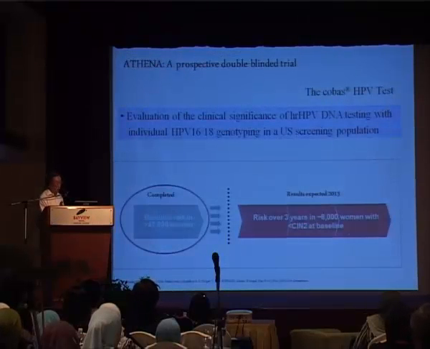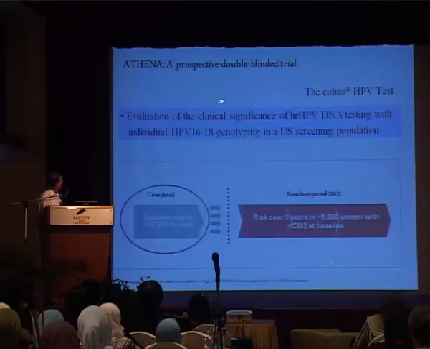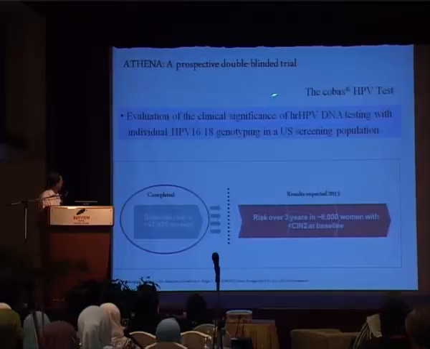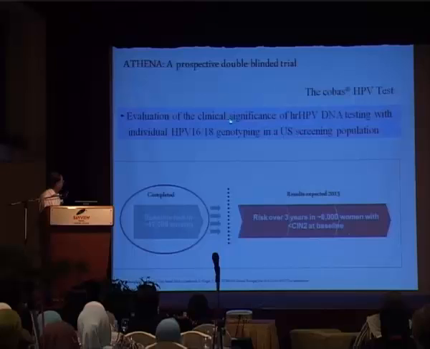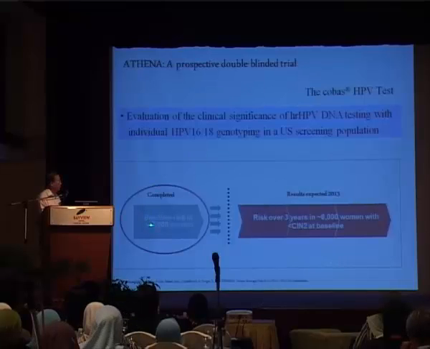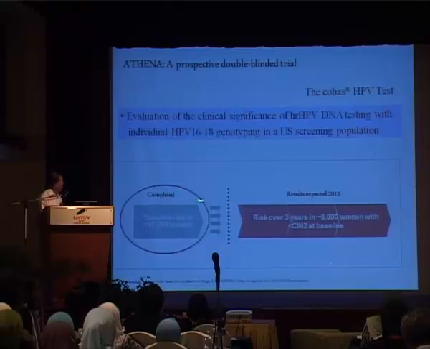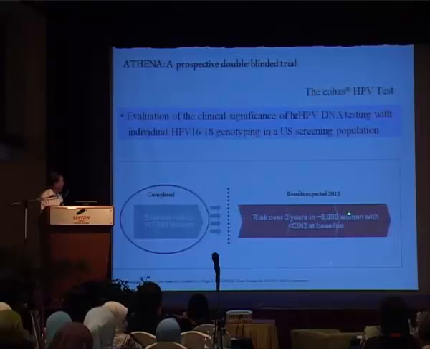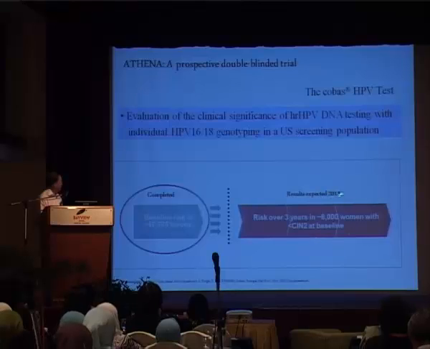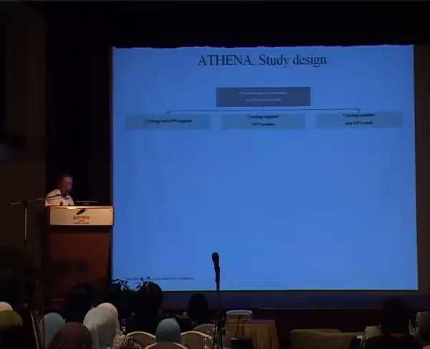So with this technology available, the data I'm going to talk on comes from what we call the ATHENA trial, which is a prospective double-blind trial with an aim to look at the clinical significance of using 16-18 genotyping in the United States screening population. In this prospective trial, they recruited more than 47,000 women who presented for routine screening, and the entire study would be over 3 years of follow-up, and the full data is expected to be available in 2013.